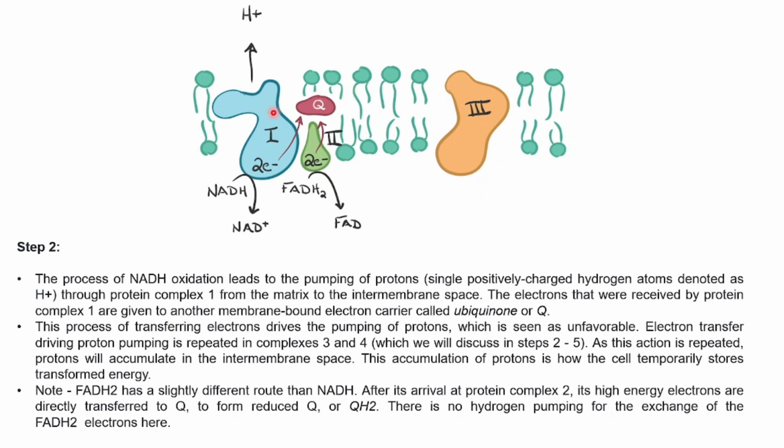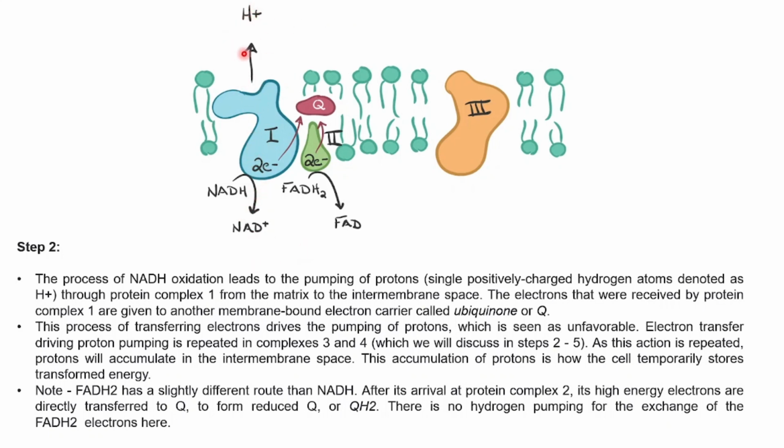In the next step, this oxidation process leads to the pumping of protons. Protons are nothing but single positively charged hydrogen atoms, and they are denoted as H plus. So this NADH oxidation leads to the pumping of protons through complex 1 from the matrix to the intermembrane space. So this side is the matrix. The entire electron transport chain is happening in the inner mitochondrial membrane. So this side is the matrix, the outer side is the intermembrane space, the space between the outer and the inner membrane. So the protons are pumped through protein complex 1 from the matrix to the intermembrane space.